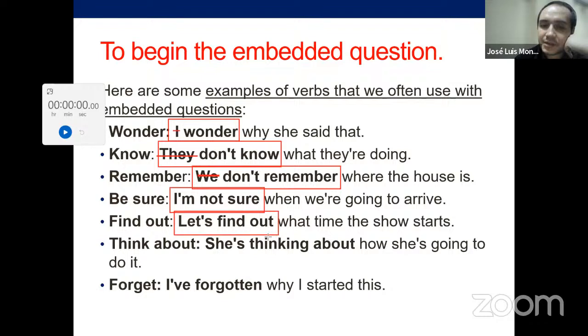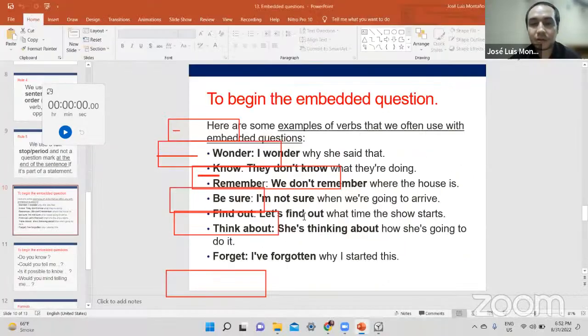Let's find out. All right, 1, 2, 3, 4, 5, and one more. I've forgotten or I forgot. So this is what you have to use, Evelyn and Astrid: wonder, know, remember, not sure, to find out, and to forget, in the first part of your embedded questions. I'm going to leave that here, but I'm going to check one of your examples to see how you follow the logic.